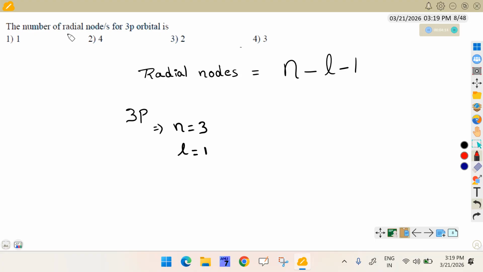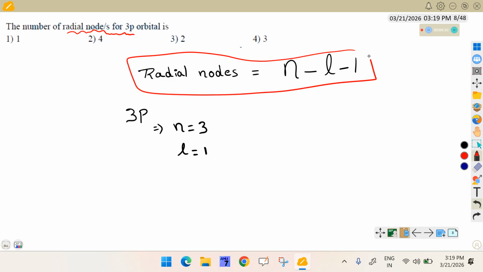Calculate the number of radial nodes of the 3p orbital. The n value for 3p orbital is 3, L value is 1. Radial nodes are n minus L minus 1, that is 3 minus 2, which is 1. First option is the correct option.